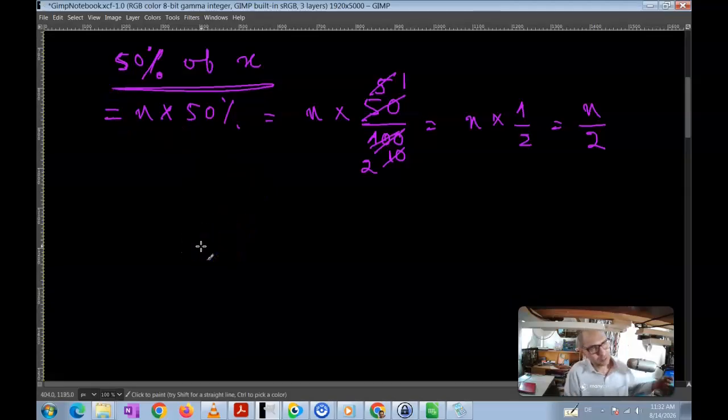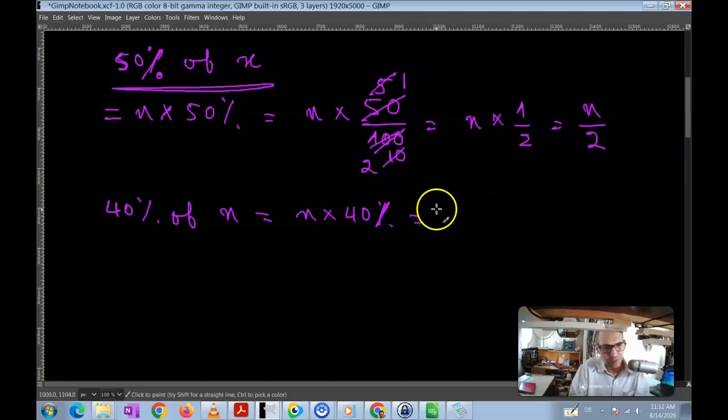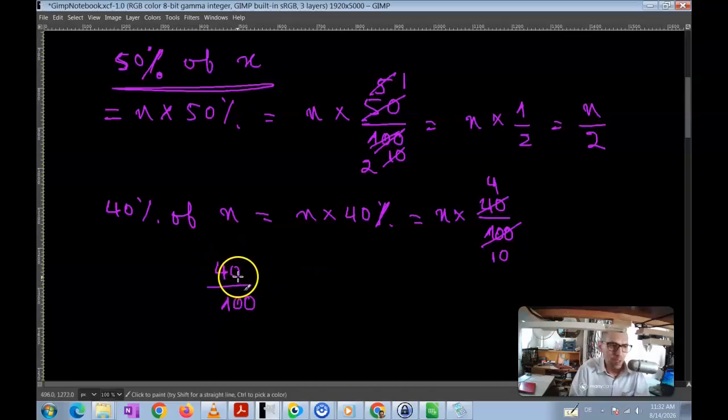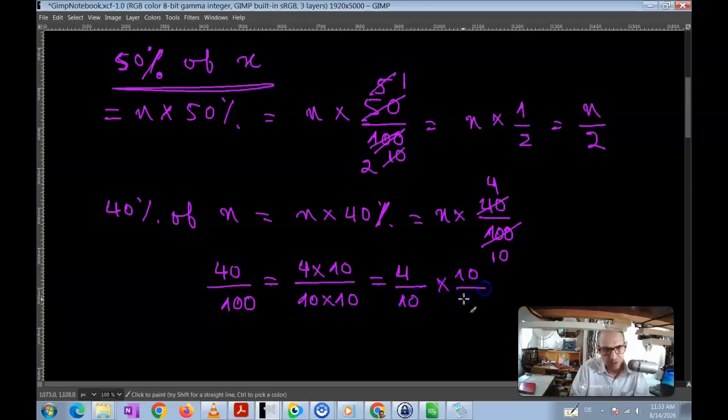Now, when you say for example 40% of X, what that means is X times 40%, which is the same thing as X times 40 over 100, which is 4 divided by 10. The way you simplify these fractions, 40 divided by 100, is you could write 4 times 10 is 40, and 100 is 10 times 10. Then the common factors in the numerator and denominator you can simply cancel out, because you can write this as 4 over 10 times 10 over 10, and any number divided by itself is equal to 1.